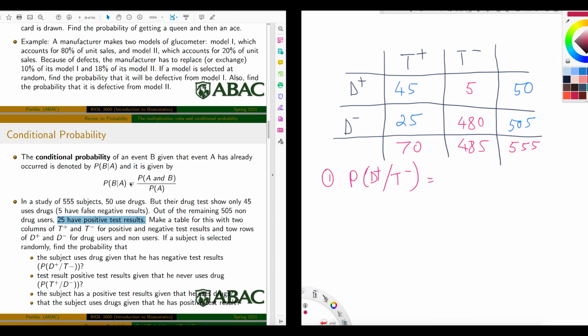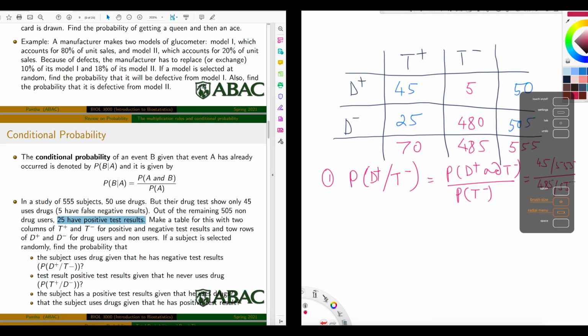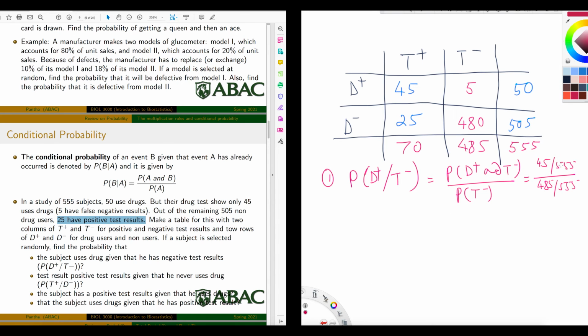So what is the formula again? Let us look at that. You do D plus and T minus over that thing after the slash, go to the denominator, probability of T minus. Now, what is D plus and T minus? How many people have D plus and T minus? 45, right? What is the probability though? Probability is 45 over 555 divided by probability of T minus. How many are T minus total? 485, right? The total T minus is 485. 485 divided by 555. You see that? Now the 555 is in the denominator of both fractions, so it cancels. So what is the answer? 45 over 485. That is the first one.